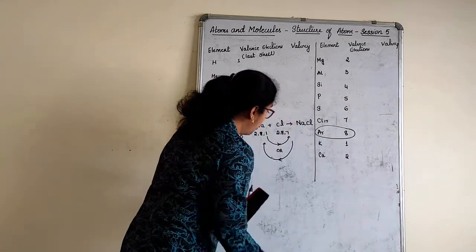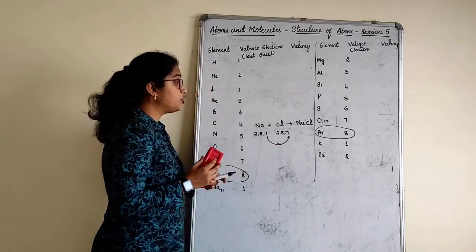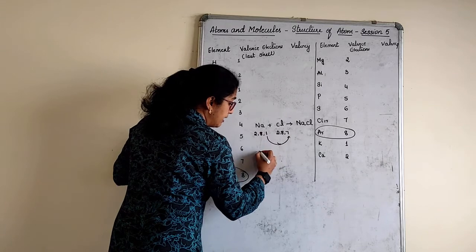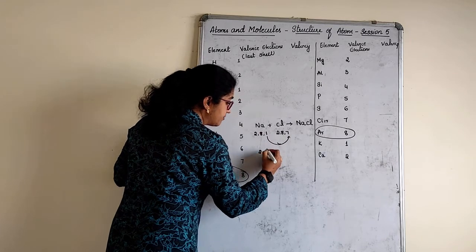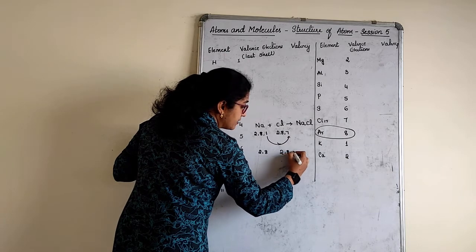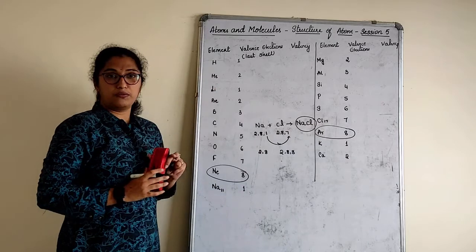So what will sodium do? Sodium will donate an electron to chlorine. So sodium will become 2, 8, stable. Chlorine will become 2, 8, 8, stable. That is why sodium chloride is formed.